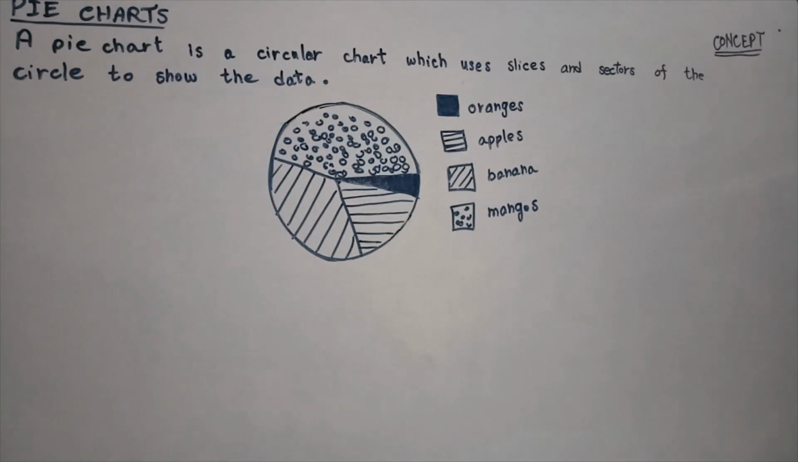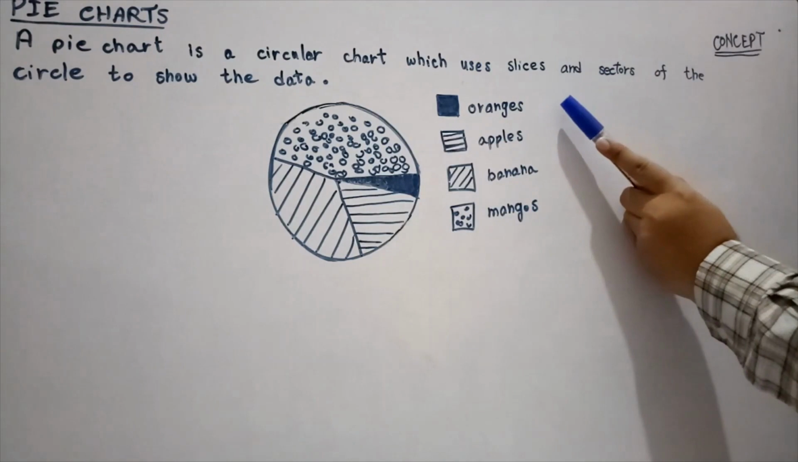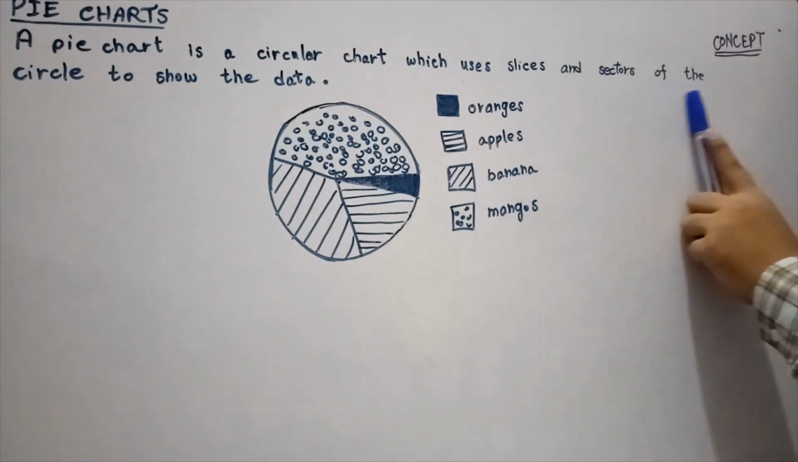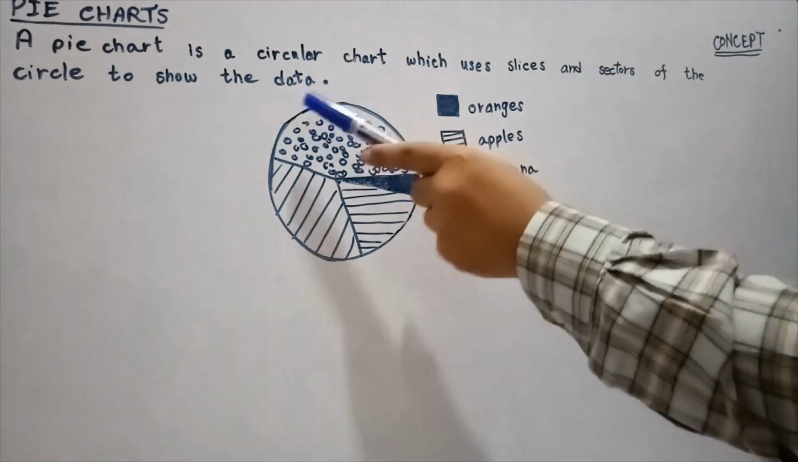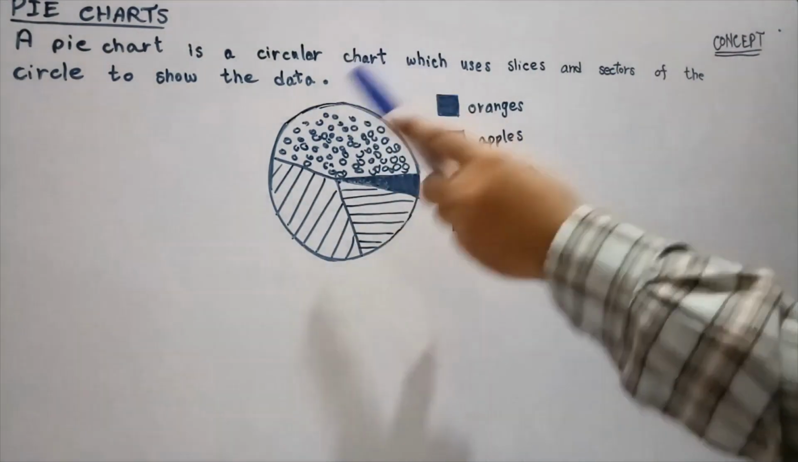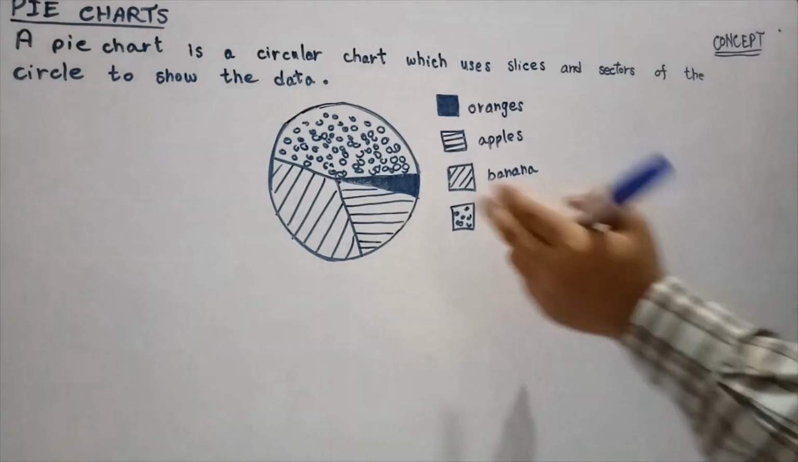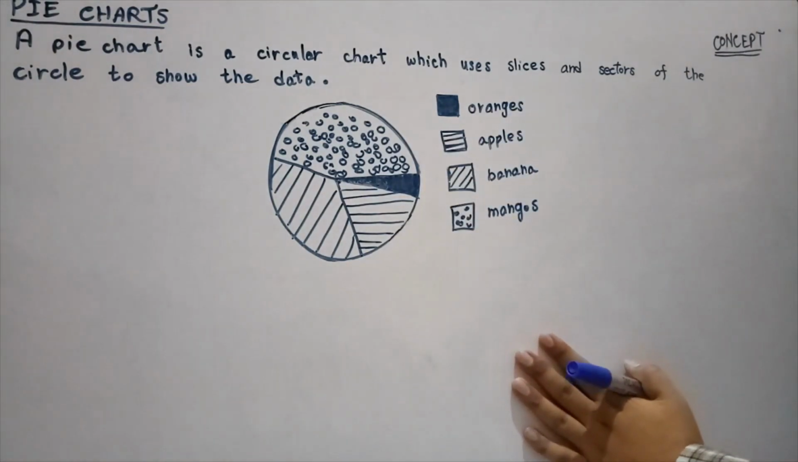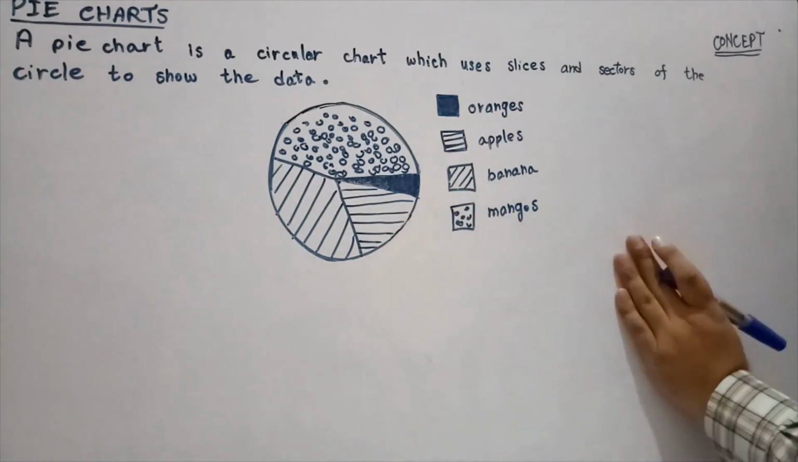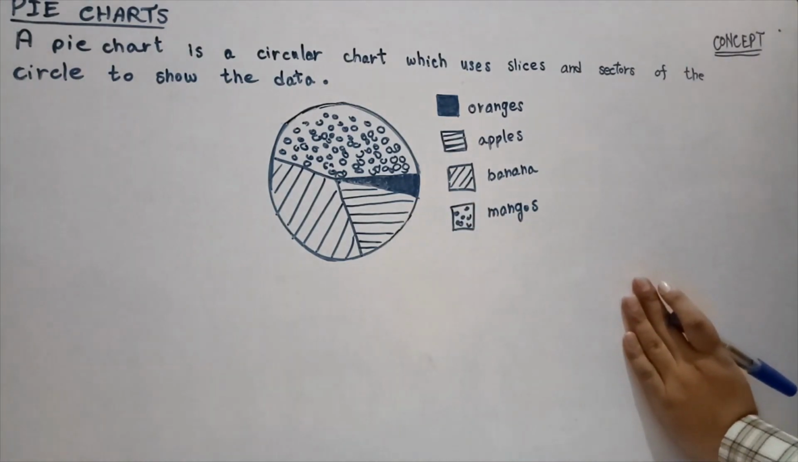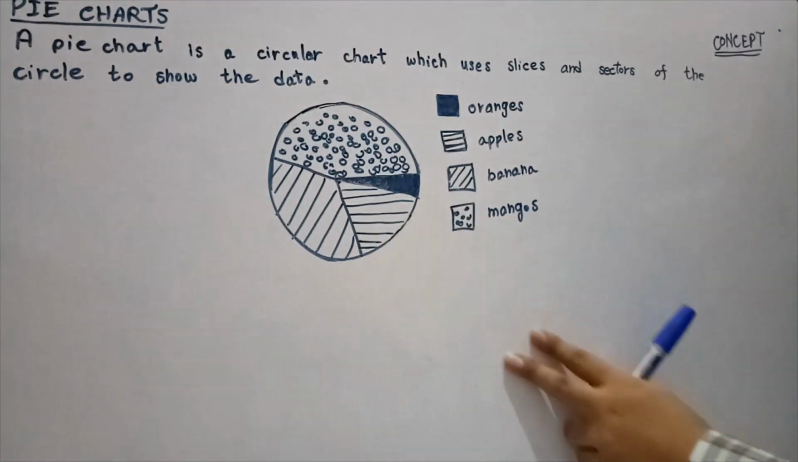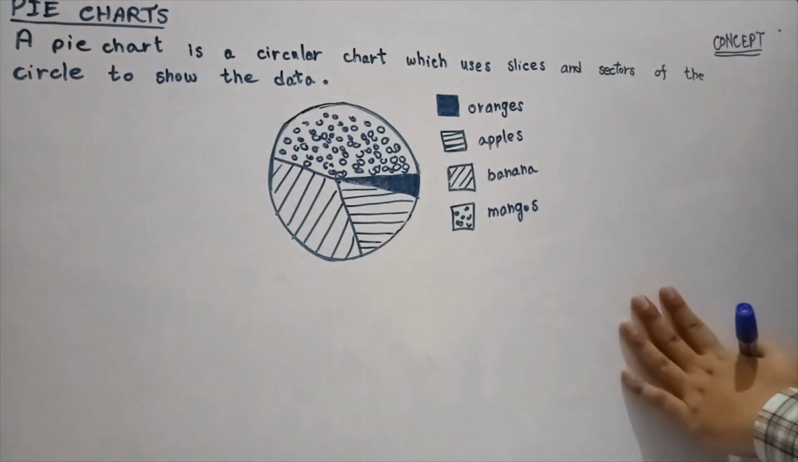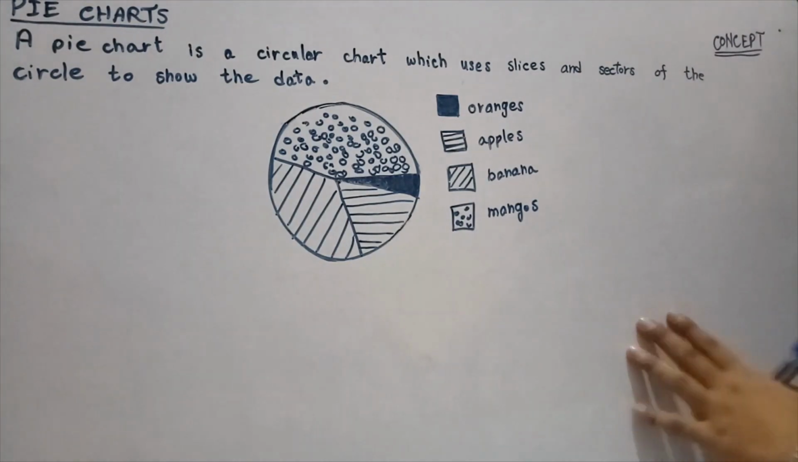In the previous videos we have seen pie charts, but now in this video we will study the pie chart in detail. So let me revise. A pie chart is a circular chart which uses slices and sectors of a circle to show data. You can see here we have a circle and here we have made slices of it, or we can say sectors. This type of slice is called a sector. So we have to slice a circle, and this slicing shows us the data.